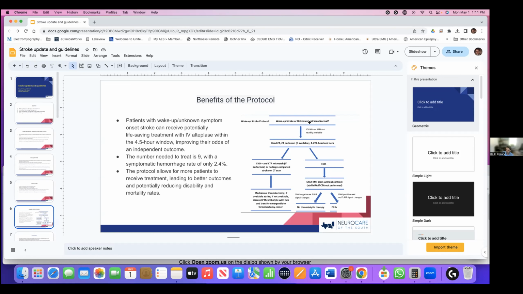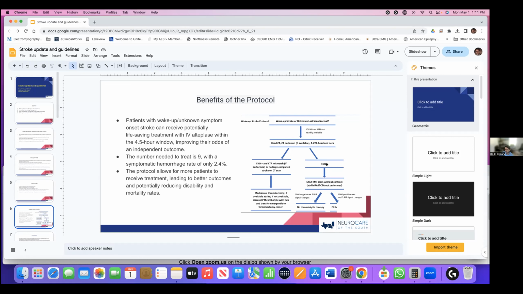So from a management perspective in the ER, if you have a wake-up stroke or unknown last seen normal, if their VAN is positive or MRI not available, you do a head CT, CT perfusion if available, and CTA head and neck. If they're LVO positive and there is CTP mismatch or no large stroke on CT, then the patient goes for mechanical thrombectomy if they are candidates for treatment. And obviously, if there's no mechanical thrombectomy, then they get transferred to another hospital.